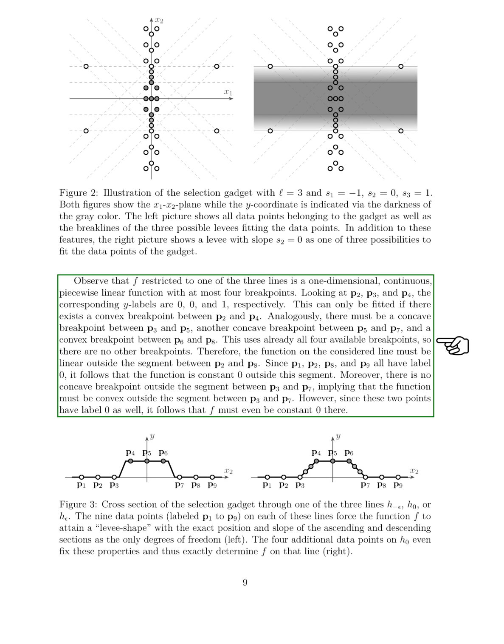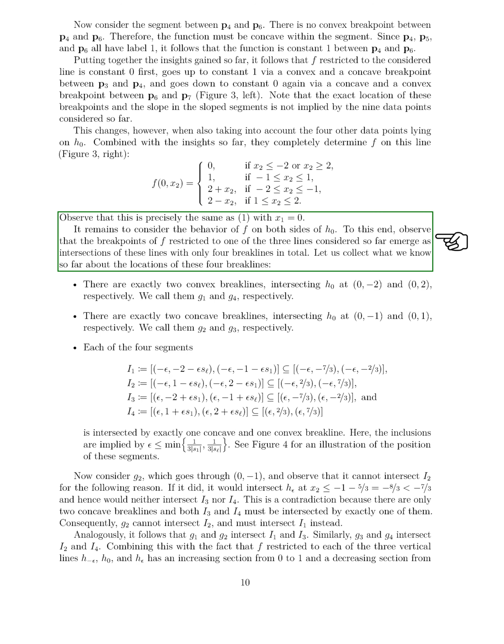The exact location of these breakpoints and the slope in the sloped segments isn't determined by the 9 data points we've considered so far. However, when we also consider the 4 other data points on h0, they completely determine the function on this line. The function is 0 if x2 is less than or equal to -2 or greater than or equal to 2, and it's equal to 2 minus x2 if x2 is between 1 and 2. This is the same as when x1 equals 0.